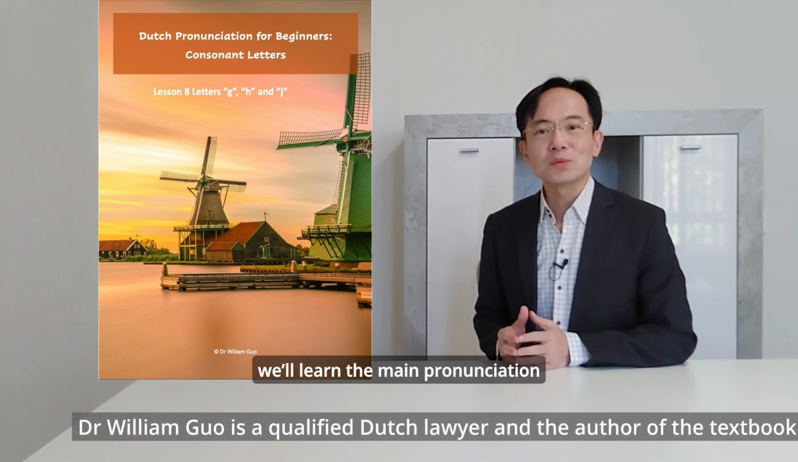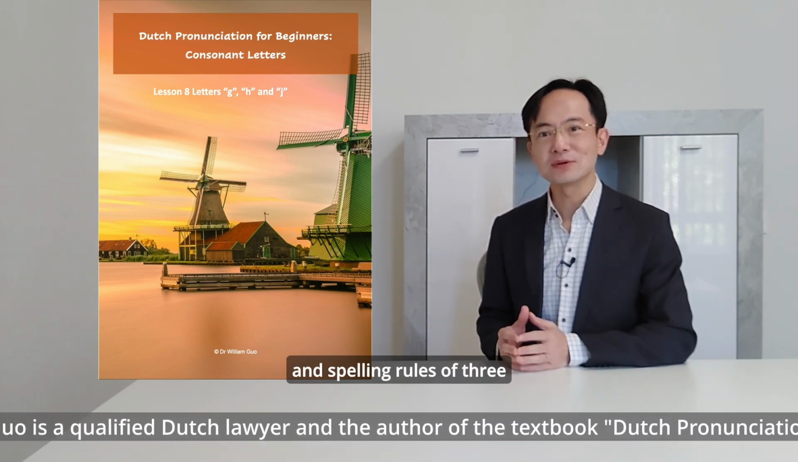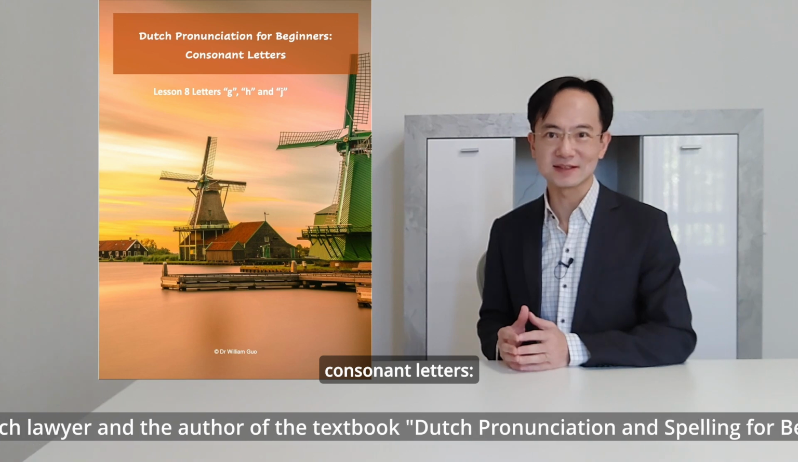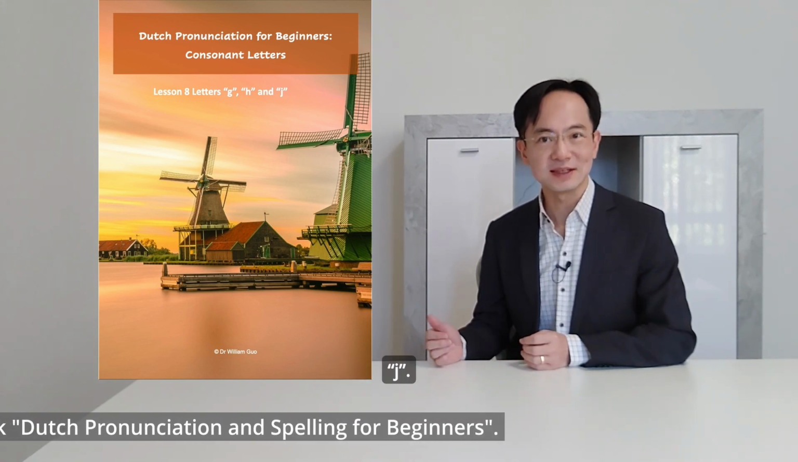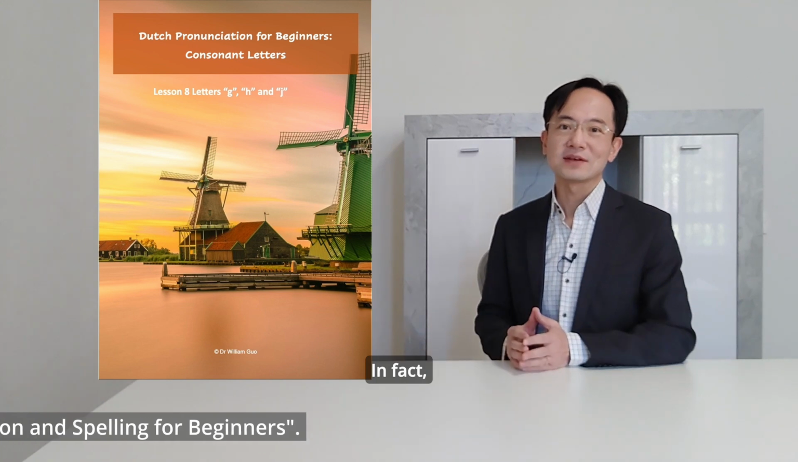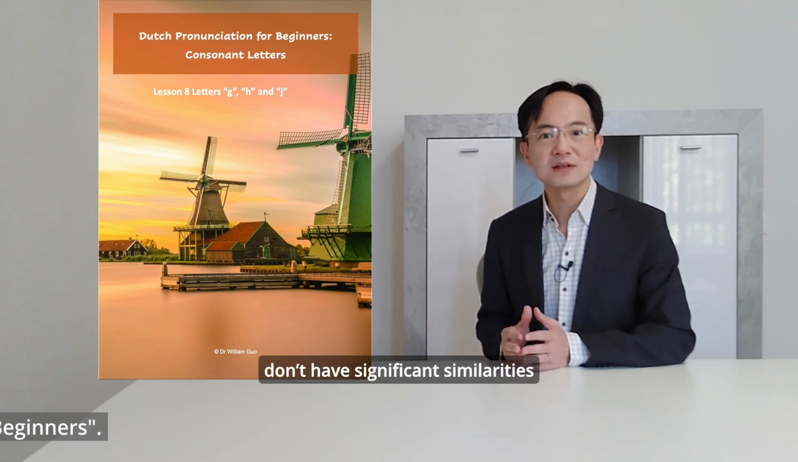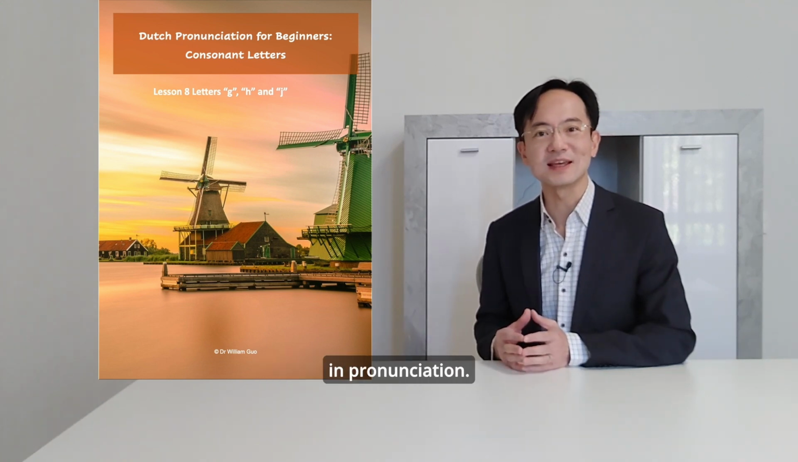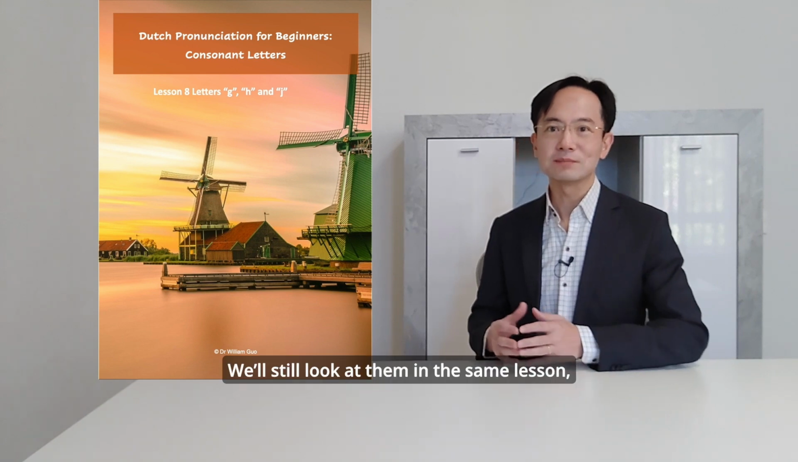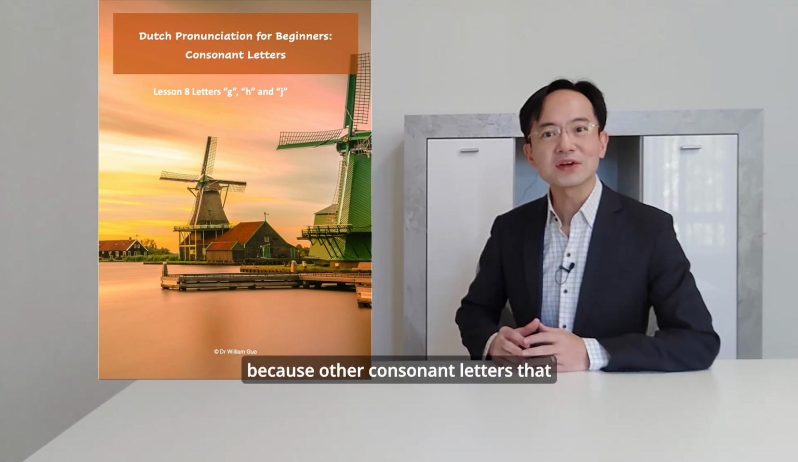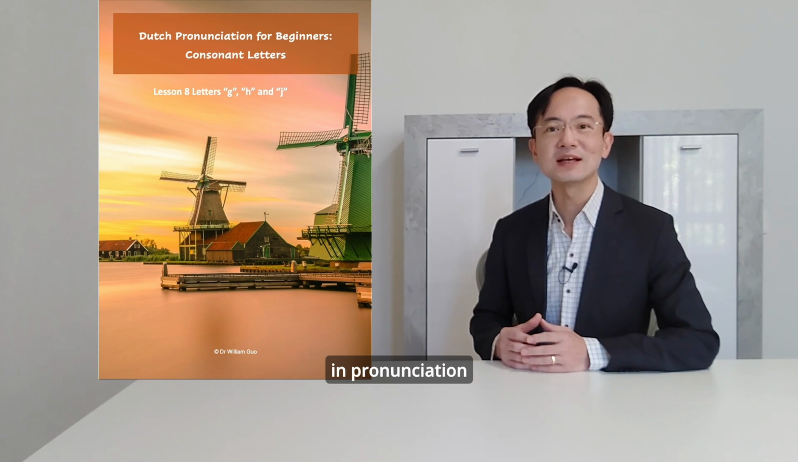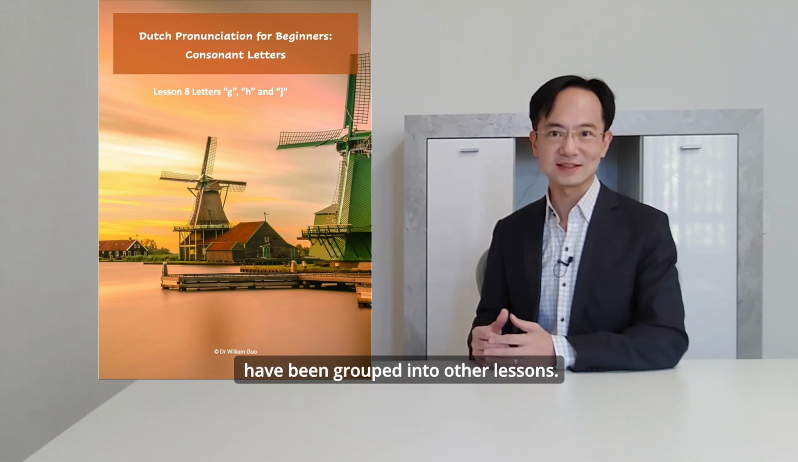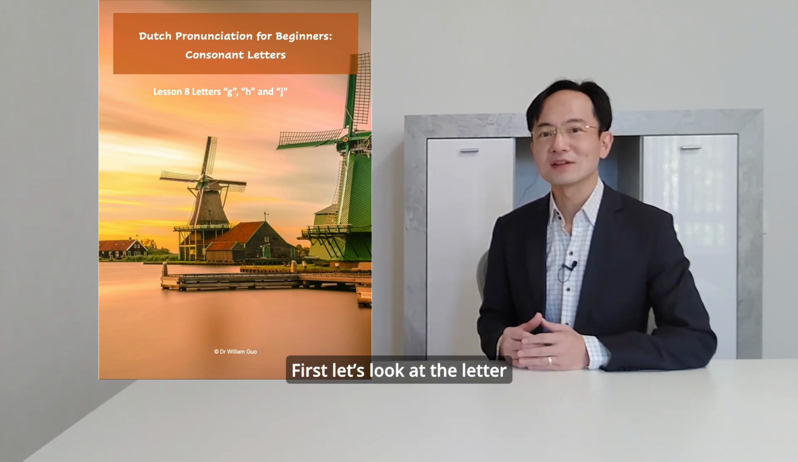In this lesson, we'll learn the main pronunciation and spelling rules of 3 consonant letters, G, H and J. In fact, these letters don't have significant similarities in pronunciation. We'll still look at them in the same lesson because other consonant letters that do have notable similarities in pronunciation have been grouped into other lessons. First, let's look at the letter G.